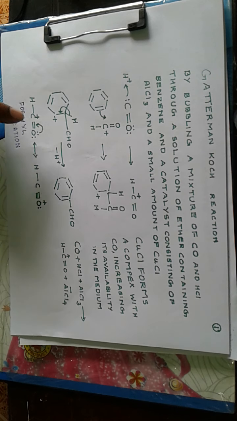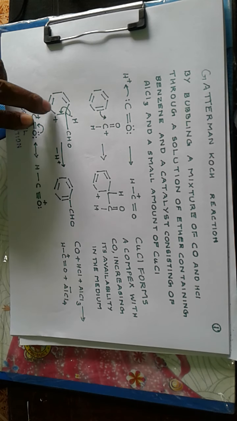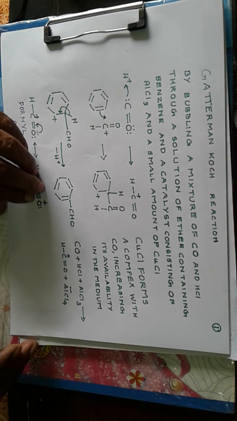This is Gattermann-Koch reaction. So carbon monoxide and HCl gas are the reagents. Formyl cation is formed. It is an electrophile, attacks the benzene ring, and then benzaldehyde is formed.